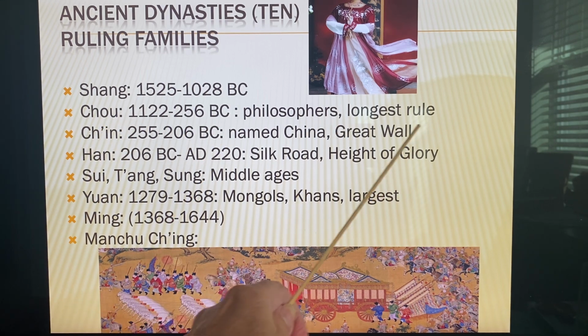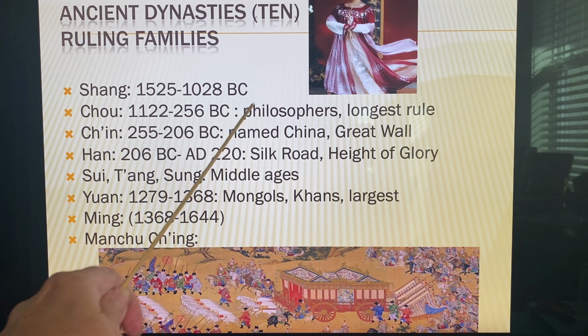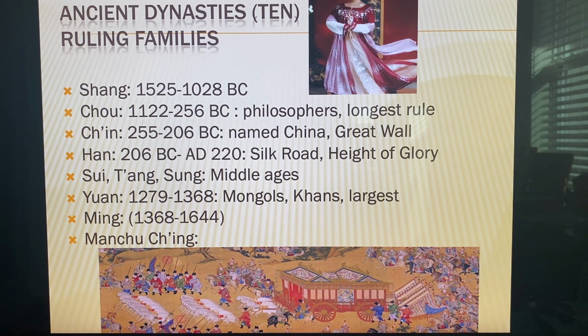In fact, it's the longest ruling dynasty, plus it had the philosophers. We have the philosophers there during that time that are very famous, and we'll be talking about them a little later. And the Qin dynasty, 255 to 206 BC. Kind of a short dynasty there, but it's where a lot of things happened. In fact, it was the first emperor there. And then, of course, Qin named itself China. And the Great Wall was built during that time.